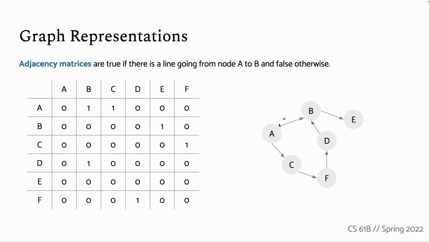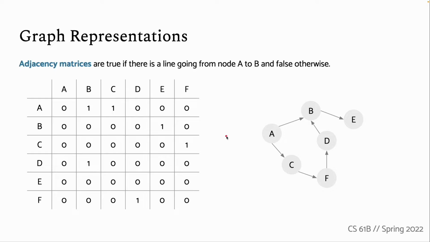So in this case, we see that there's a line going from A to B, so we have a 1 at that intersection of A and B. Likewise, A to C, there's a 1 right here, etc. You can look at this whole graph and you'll see that only in places where we have this directed edge do we have a 1.